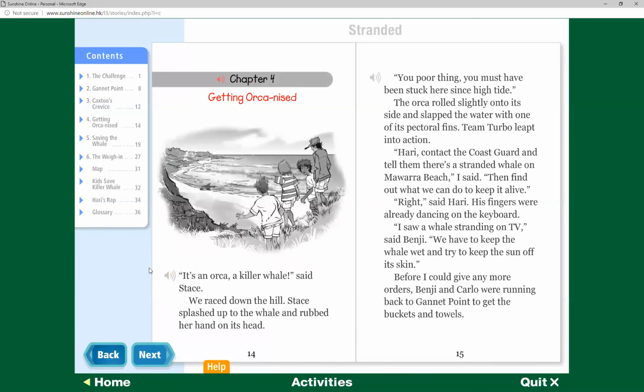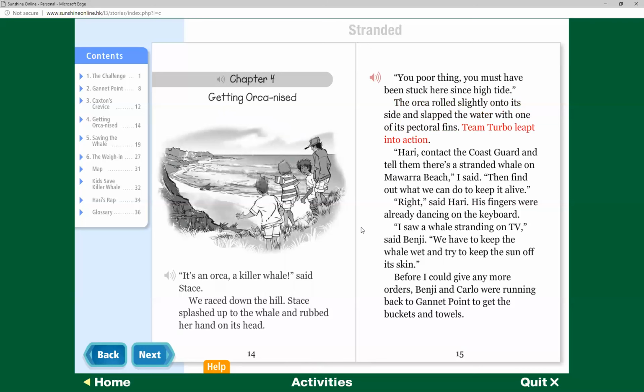Chapter 4. Getting Organised. "It's an orca! A killer whale," said Stace. We raced down the hill. Stace splashed up to the whale and rubbed her hand on its head. "You poor thing. You must have been stuck here since high tide." The orca rolled slightly onto its side and slapped the water with one of its pectoral fins.